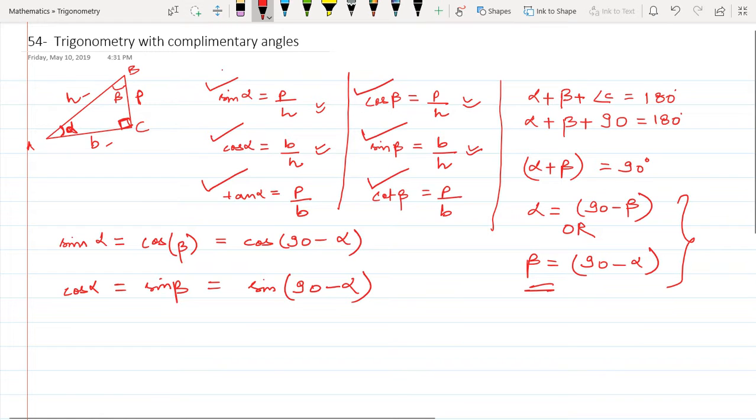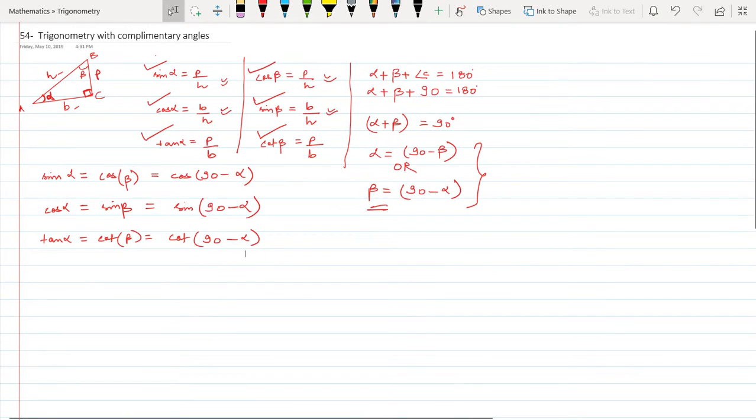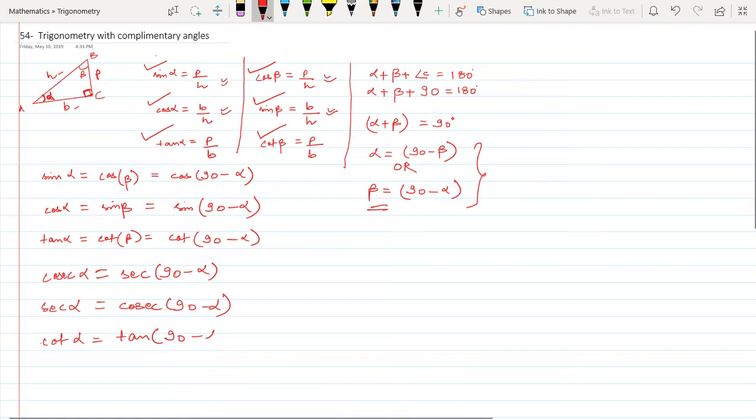Similarly, tan of alpha is equal to cot of beta, which is equal to cot of 90 minus alpha. And if I just extend these identities to their reverses, just by symmetry, you will get cosec of alpha is equal to sec of 90 minus alpha. Sec of alpha is equal to cosec of 90 minus alpha, and tan and cot we have already written here, but I'll write here cot of alpha is equal to tan of 90 minus alpha.